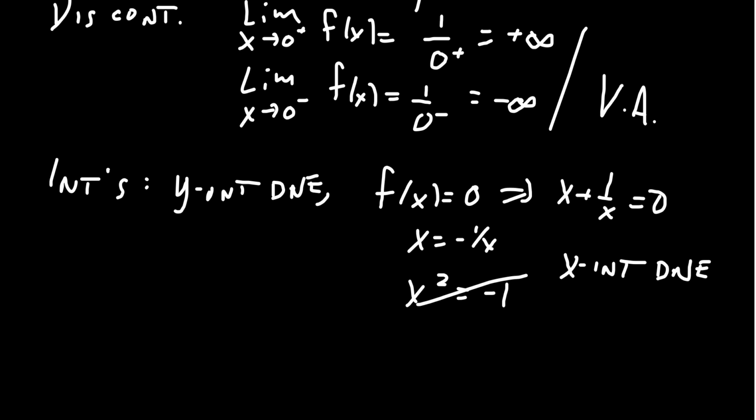That might seem like bad news, but this is actually great news because if you have no x-intercepts or y-intercepts, this tells us that we can never touch the x-axis or the y-axis. That's going to help us draw our picture actually quite well.